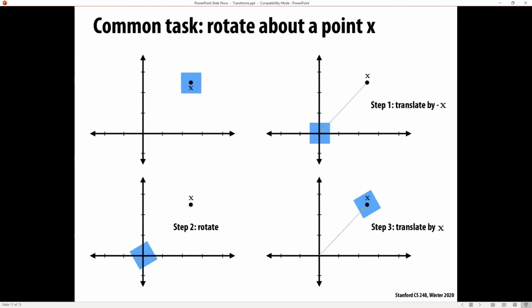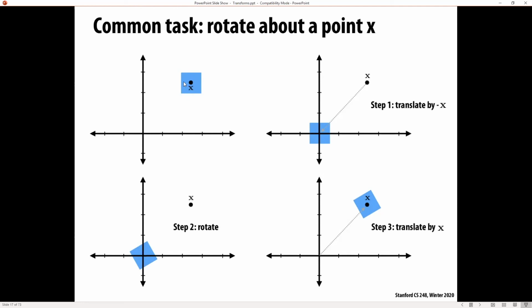So let's look at a common task we might want to do. We have some point x, and we wish we could rotate our square around this point. So how are we going to get that done? If we just apply a rotation, each of these vertices is going to move on a circular arc around the origin. So this whole square is going to move up in this direction. Do you see my pointer? My mouse pointer, yeah, okay. So this whole square is going to move up in a circle going around this way. And that's not what we want.